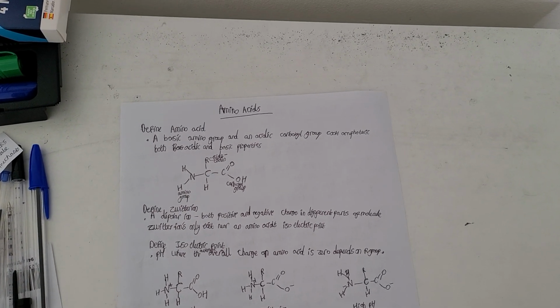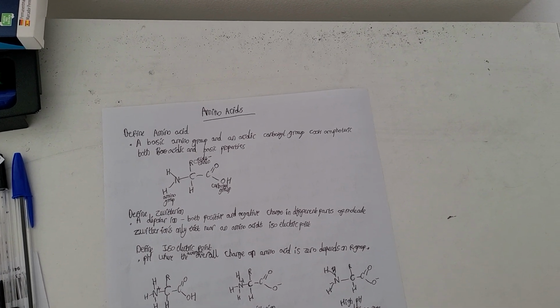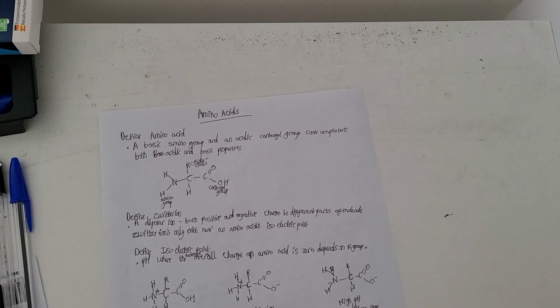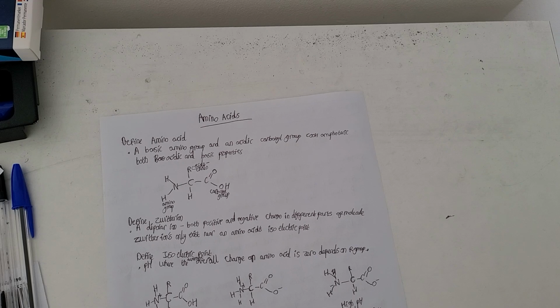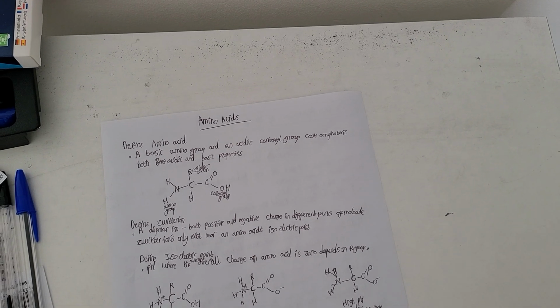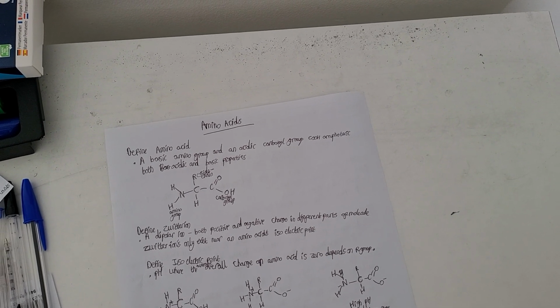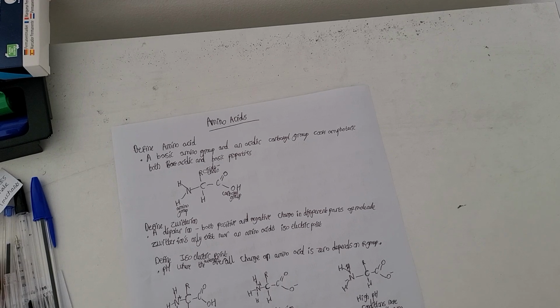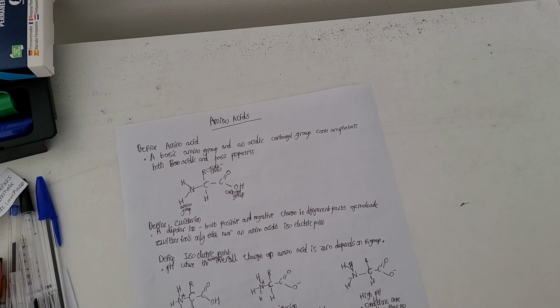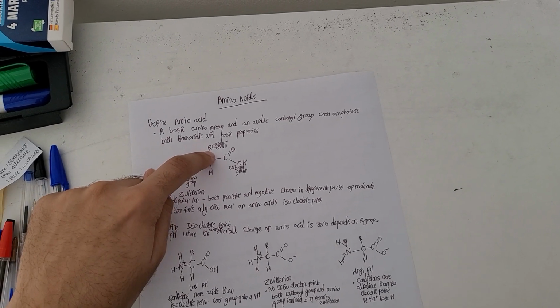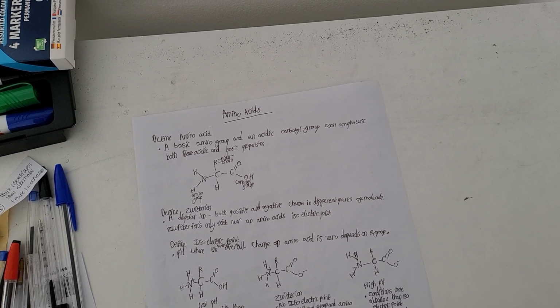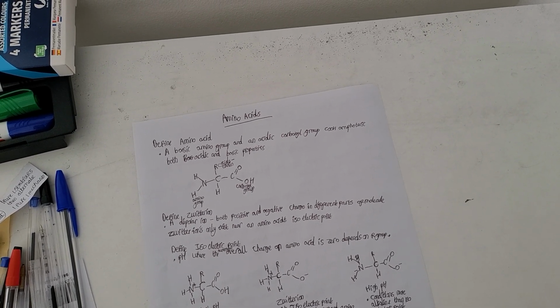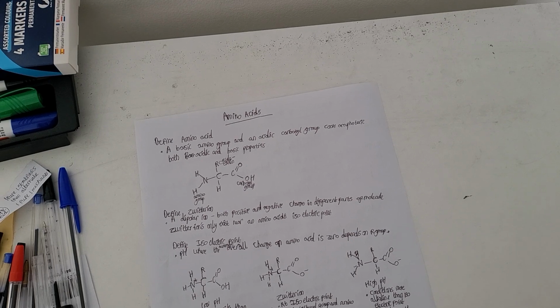The definition of a zwitterion: a dipolar ion, with both positive and negative charge in different parts of the molecule. Zwitterions only exist at an amino acid's isoelectric point. What is an isoelectric point? It's the pH where the average overall charge of an amino acid is 0, and it depends on your R group. Zwitterions only exist near an amino acid's isoelectric point.